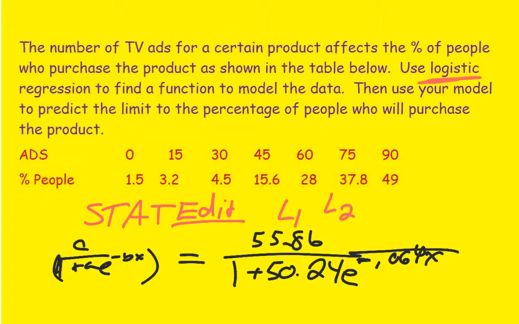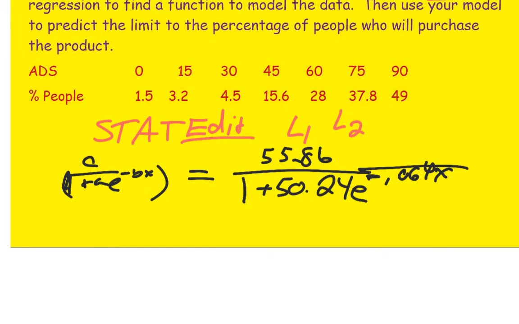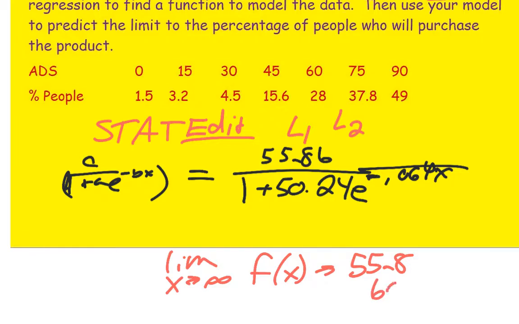Now, once I have this, it says to predict the limit. So we want to know the limit as x goes to positive infinity. Where is it going to level off? As x goes to positive infinity, f of x goes to where? So when x gets really, really large. I went ahead and graphed and extended my window out to, I think, 500. And then I want to calculate what the value is going to be at 500. It'll tell me that the y value is 55.8 something. So we're going to round it to 56%.